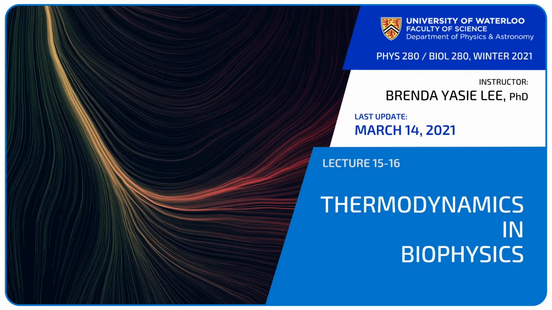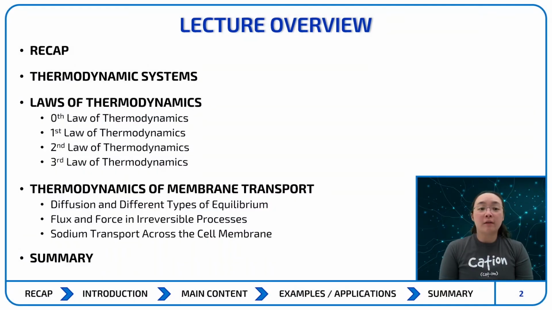In this lecture, we're going to be going through thermodynamics and biophysics. So we're first going to define what thermodynamics is, go through a definition of what a state function is versus a path function, look at the different thermodynamic potentials, and then be able to apply them to different processes in life.